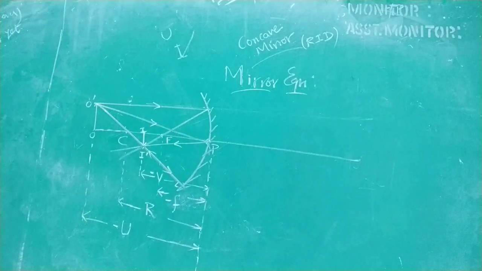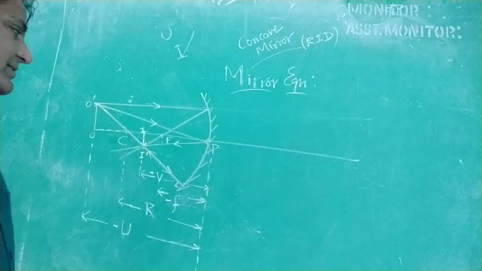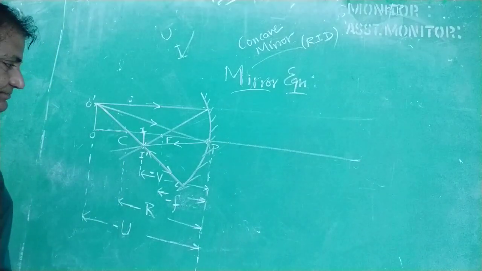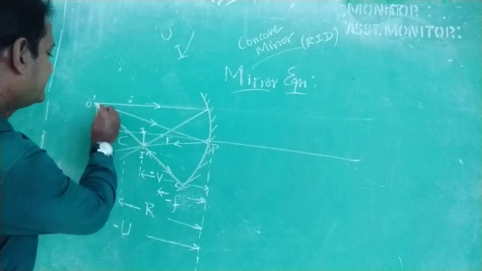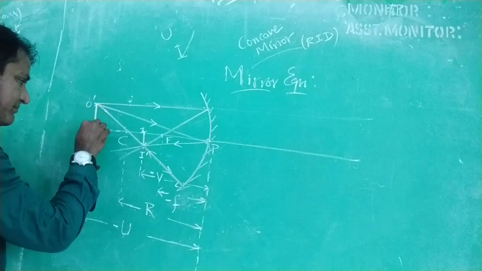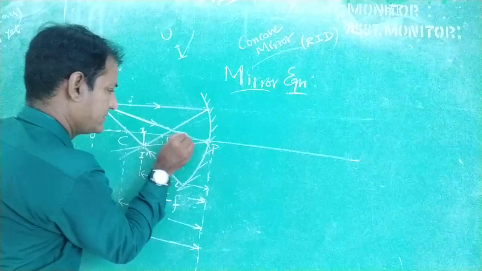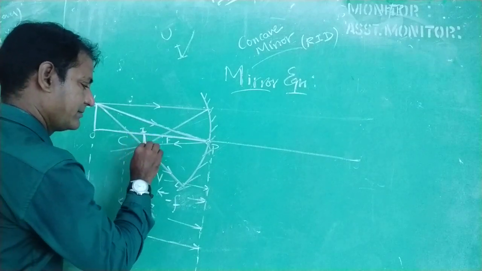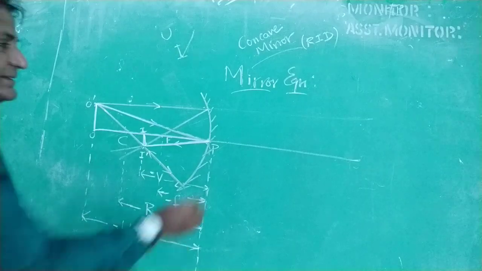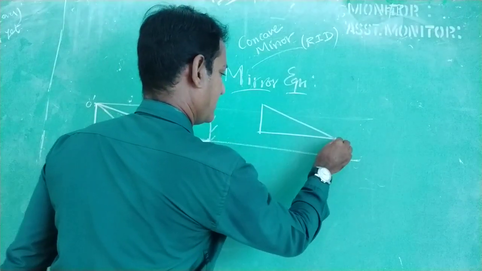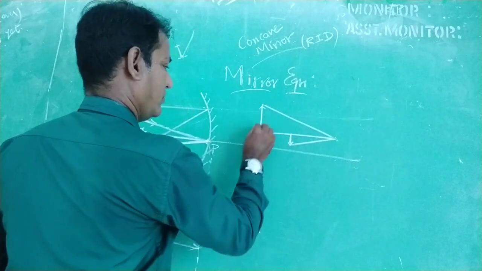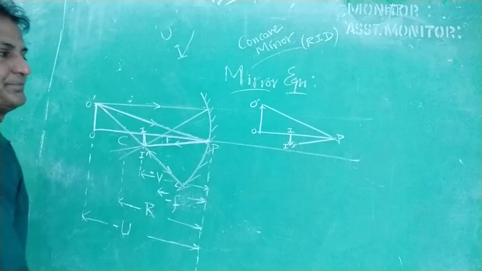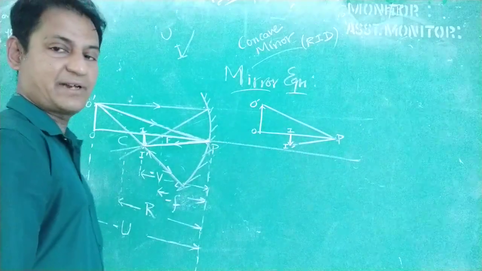Now we have to derive an equation. For that, in this diagram, we have some triangles. Can you see? Now, here I am going to highlight this triangle, and then this one. So I have a triangle like this: O dash, I dash, and the pole P. So these two triangles are similar triangles.